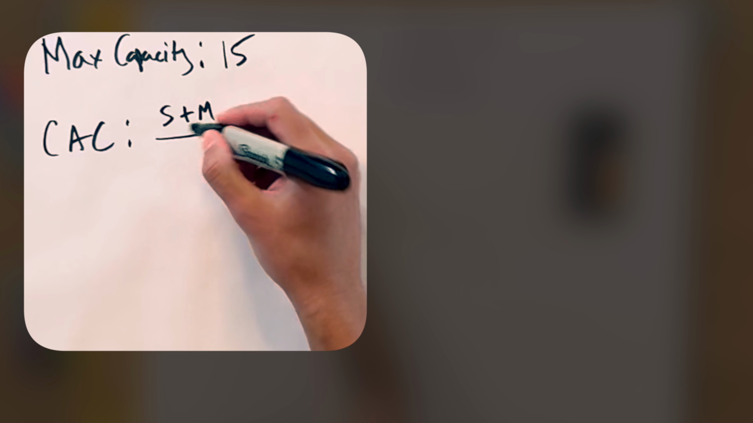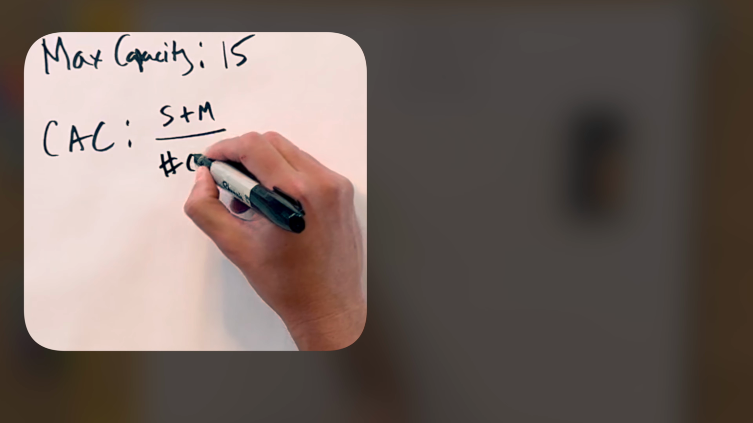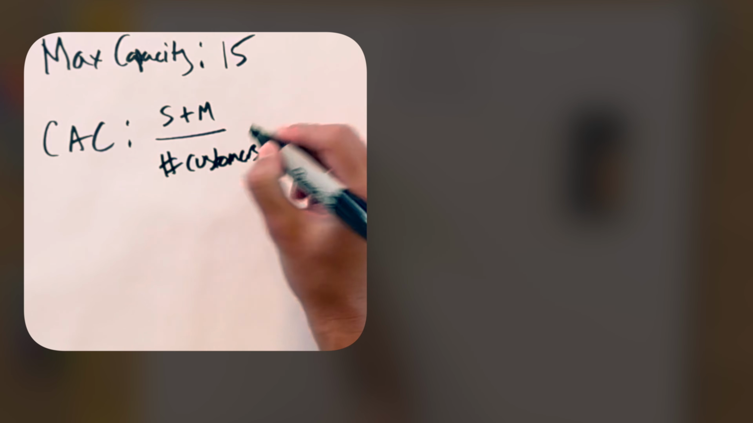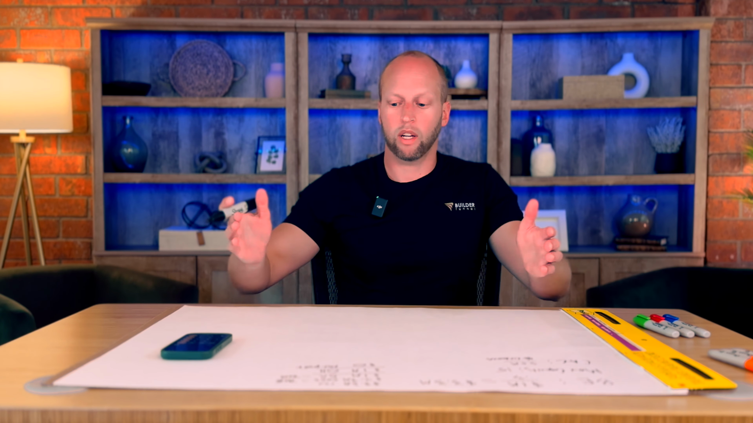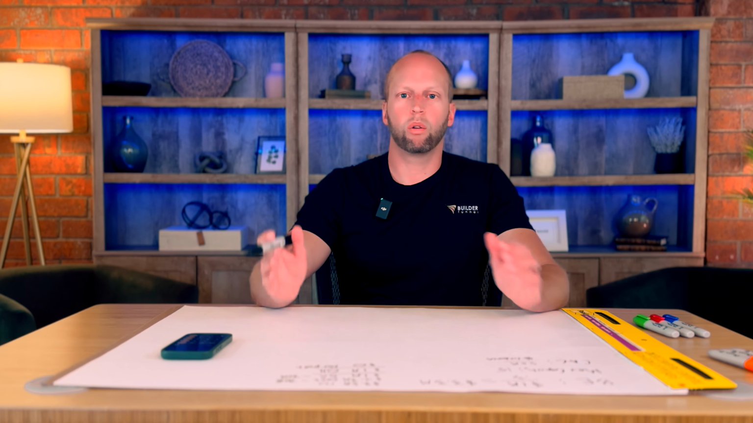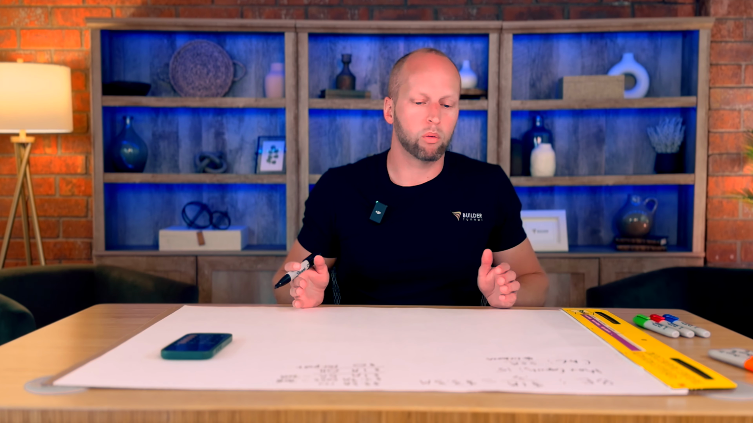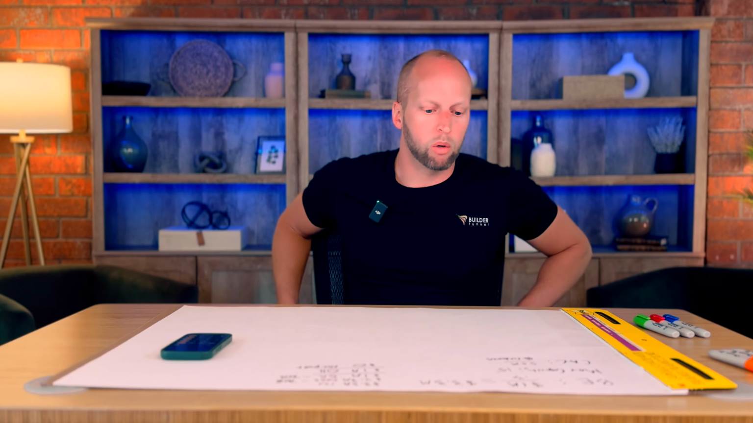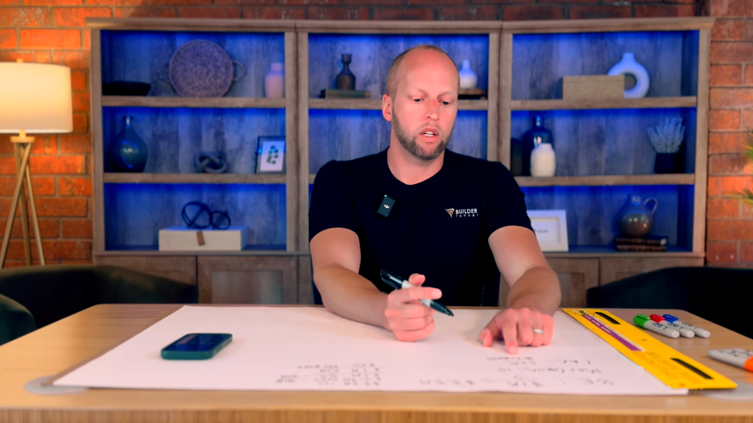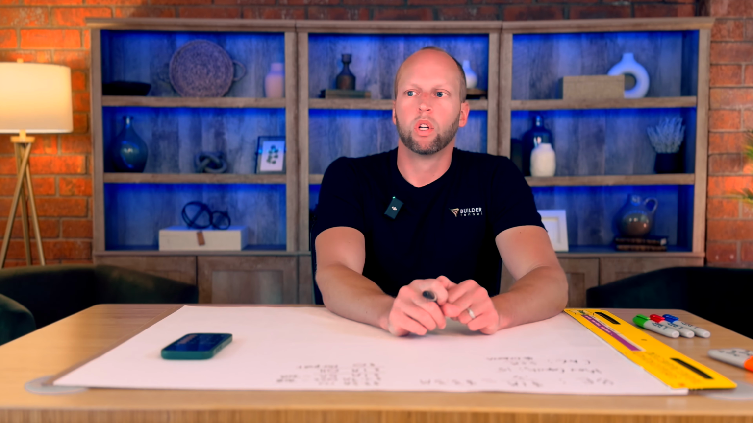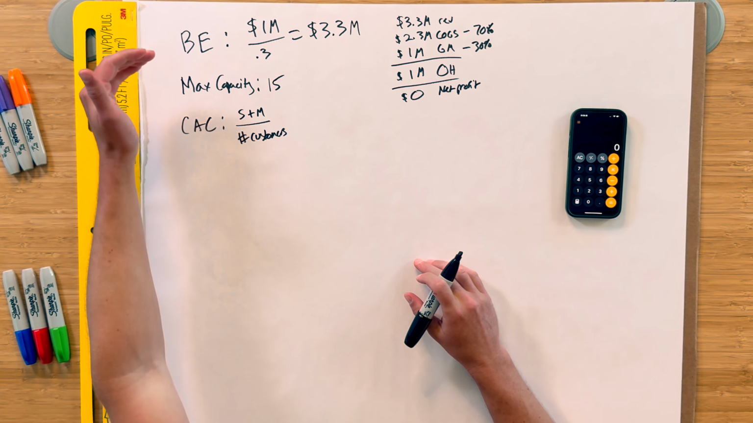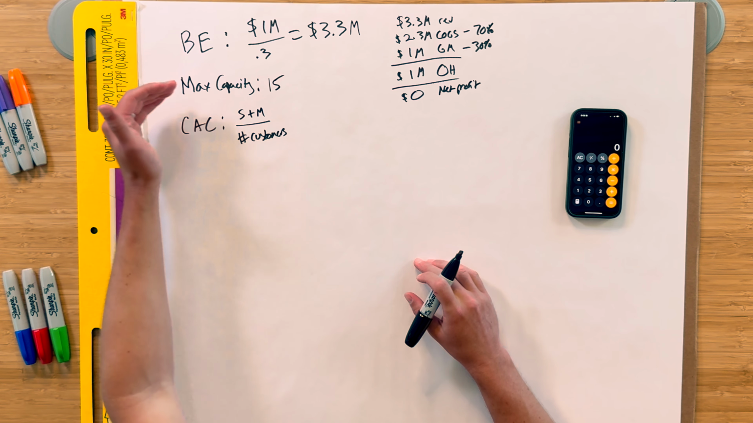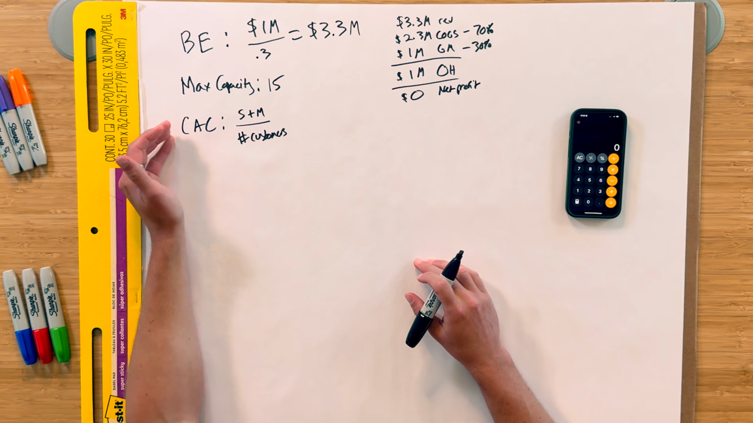And then we're going to divide that by the number of customers that you signed in that same time period. So it's usually easiest to look at the last 12 months on your P&L or just go to the previous year. I like recency, so using the last 12 will give you better data, and then the number of customers you signed will give you your average cost to acquire a customer. Now we've got our three numbers here. We know our break even, we know our max capacity, and then we know our cost to acquire a customer.